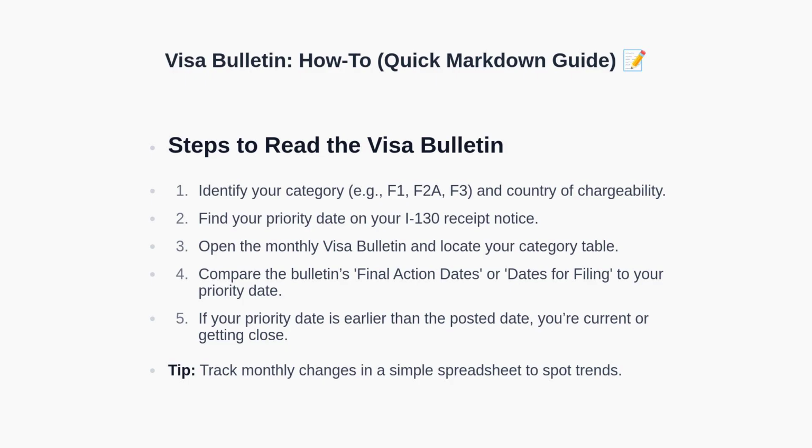Here is a quick how-to guide for reading the Visa Bulletin. First, identify your category and country of chargeability. Second, find your priority date on your I-130 receipt notice. Third, each month open the new Visa Bulletin and locate your category. Fourth, compare your priority date to the posted dates in either the final action dates or dates for filing chart, depending on which is applicable to your situation. Fifth, if your date is earlier than the posted date, you may be current or approaching current. A practical tip is to track movement in a spreadsheet to spot trends over time.